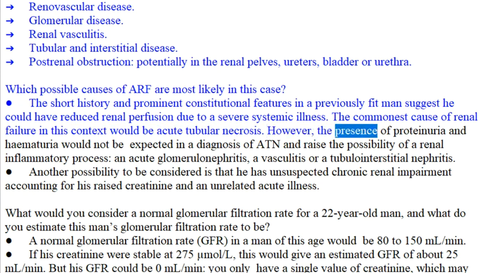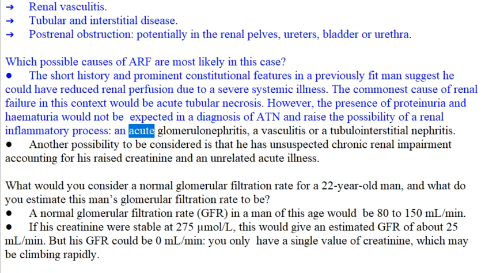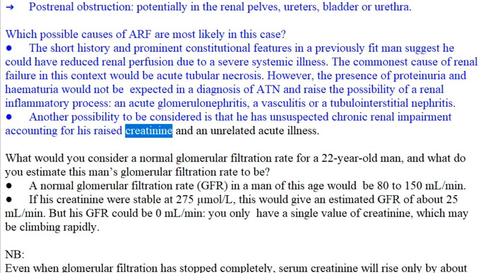However, the presence of proteinuria and hematuria would not be expected in a diagnosis of ATN and raise the possibility of a renal inflammatory process, an acute glomerulonephritis, a vasculitis, or a tubulointerstitial nephritis. Another possibility to be considered is that he has unsuspected chronic renal impairment accounting for his raised creatinine and an unrelated acute illness.